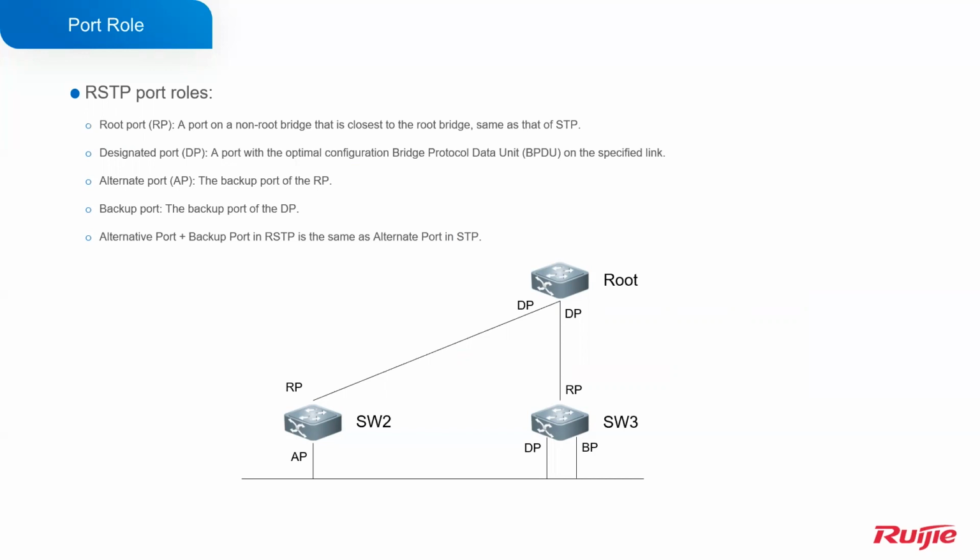Here, the AP is blocked, and the BP is also blocked. But when the RP of SW2 is down, we can just enable the AP. And when the DP on SW3 is down, we can just activate the BP. It can make the recovery of the network much faster.